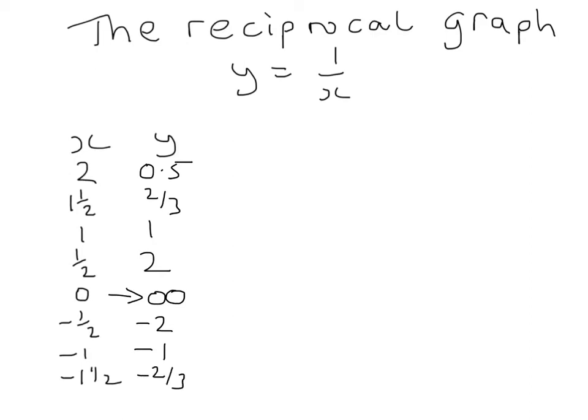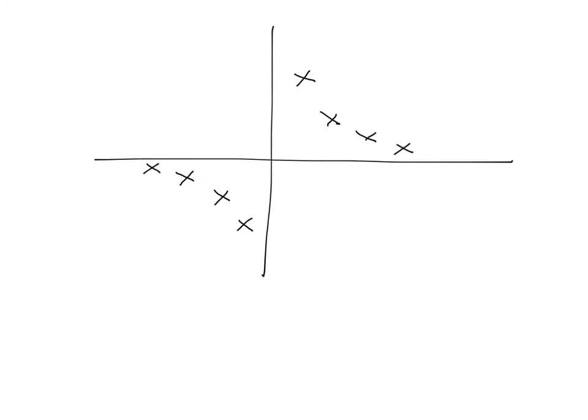Let's put this on a graph, and we get these points here, and if we join them up we get a graph that's in two sections. There's a discontinuity at x equals 0 at this point here. Y has no value. We can't put infinity onto a graph.